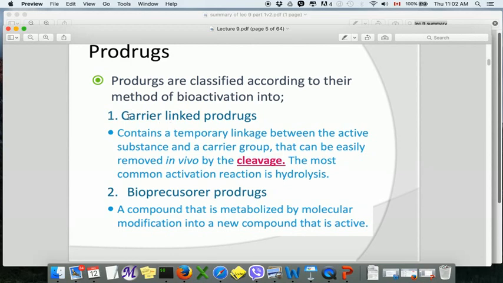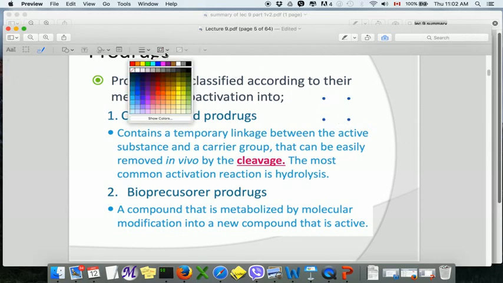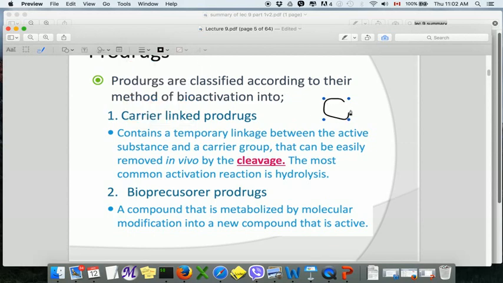So we have two types of prodrugs. We have the carrier-linked prodrugs and the bi-precursor prodrugs. What is the difference? The carrier-linked prodrugs is simply you have... can we draw here? So we have our drug, and we have a certain link, and we have a certain group. Okay, so we have two things. We have the drug, and we have a certain link. So this is the drug. This is the link. This is another group. So it's a carrier-linked prodrug.